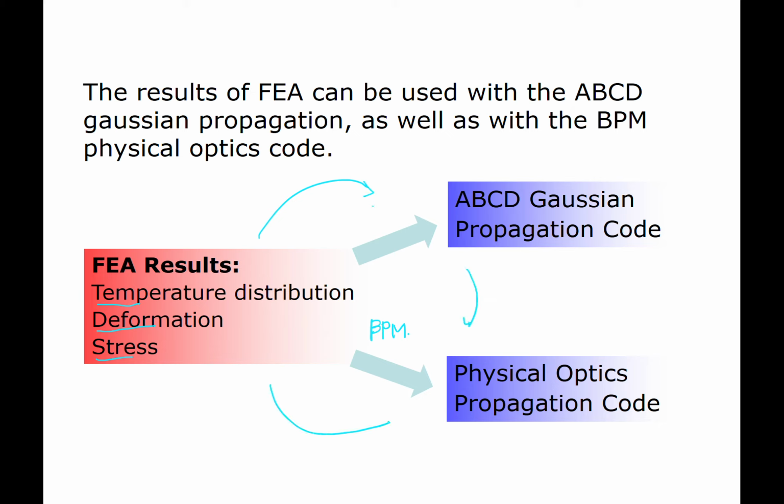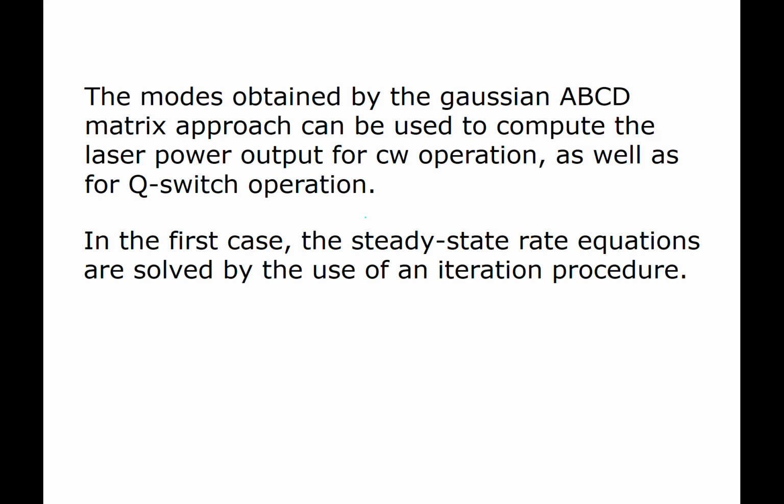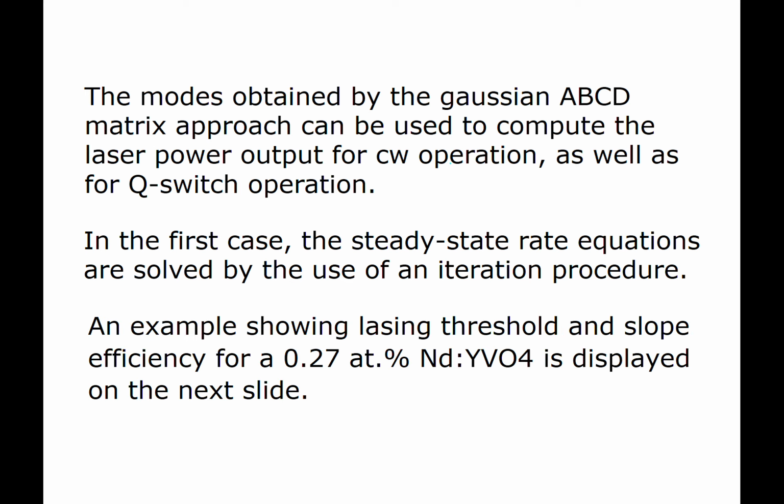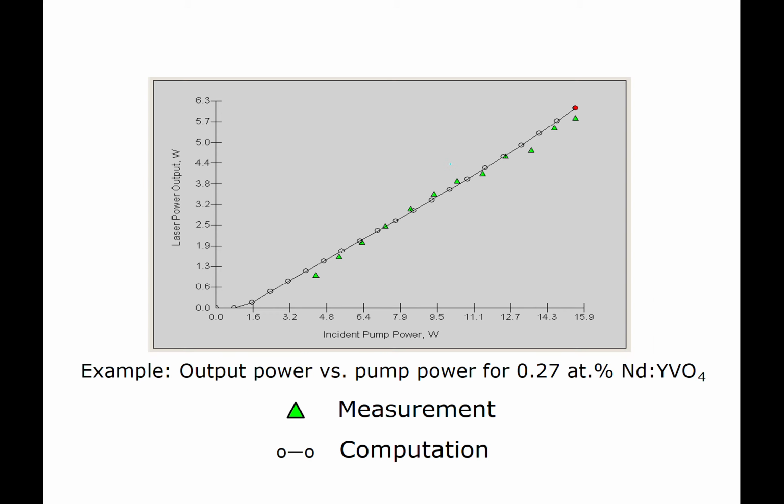Okay, and this combination will give you the laser simulations. The modes obtained by the Gaussian ABCD matrix approach can be used to compute the laser power output for the CW operations as well as the Q-switch operation. In the first case, the steady-state rate equations are solved by the use of iteration procedures. Okay, here is the case. It shows a very good agreement.